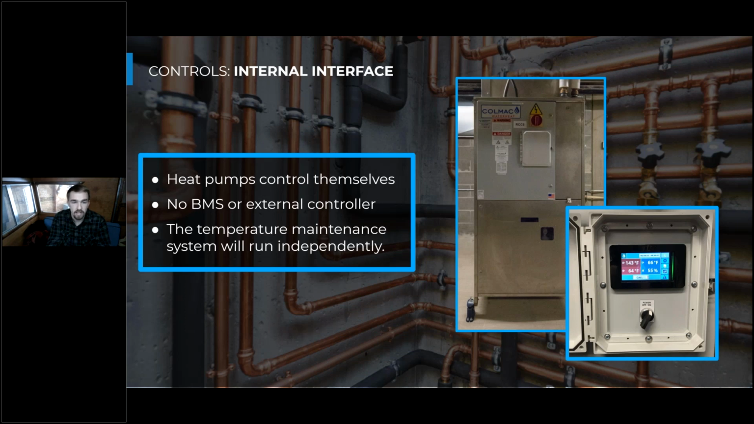So the Colmac here has 2 sensors that can run to 2 different locations in the tank, and you can enter settings right on the touchscreen here that tell it when to turn on and off based off those sensors. So you don't need anything external to the heat pump itself to ensure that it runs correctly. So it has its own sequence of operations that's based off those tank temperatures and the water temperatures that you set it to.